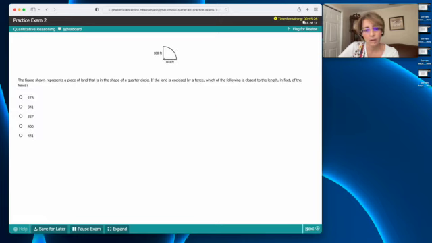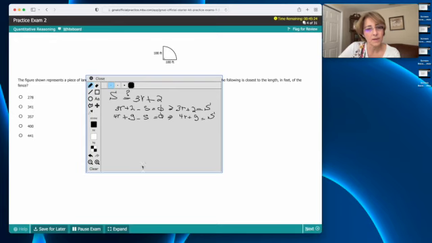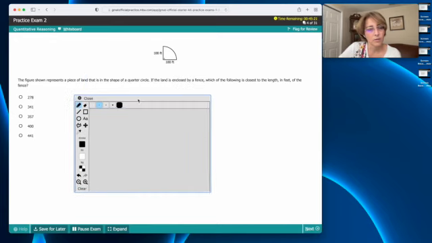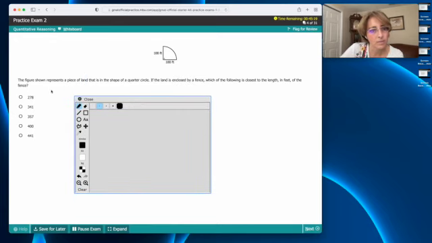Let's see if we can do 5 questions with this video. All right, again, don't forget to pause if you have to. This question says the figure shown represents a piece of land that is in the shape of a quarter of a circle, or a quarter circle. If the land is enclosed by a fence, again, we're talking about a perimeter here, which of the following is closest to the length in feet of the fence? So this fence is surrounding this quarter circle, so it is the perimeter of it.